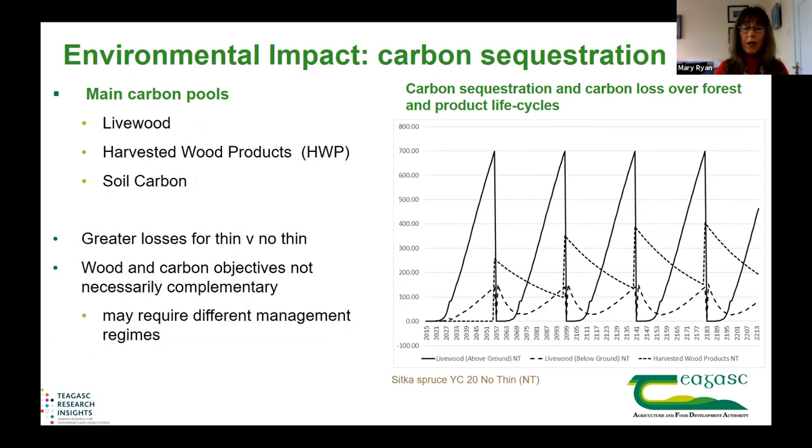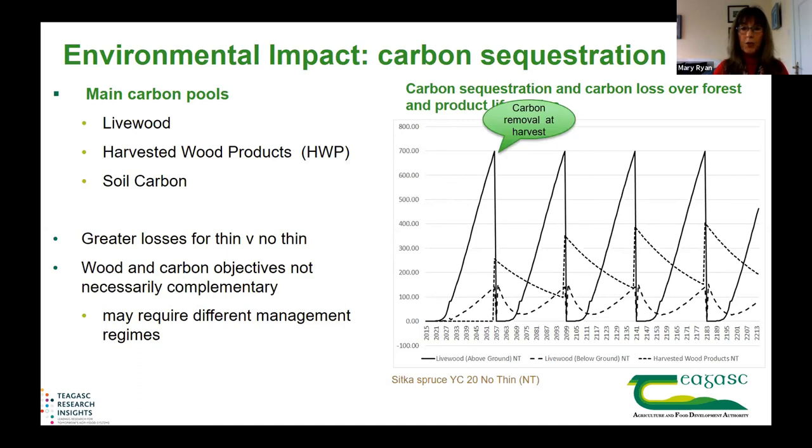Some of them end up in very long life harvested wood products, such as structural beams and furniture, others in short life, so they don't hold or sequester the carbon for as long. Soil carbon is the biggest pool, but it's difficult to measure and it changes slowly over time generally.